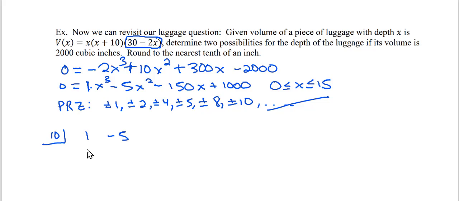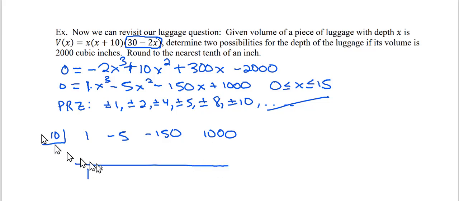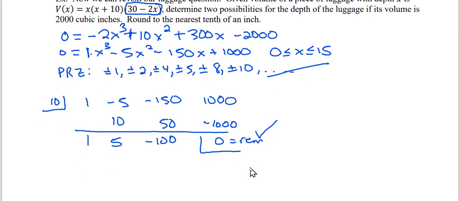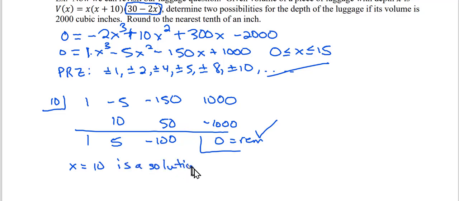1, negative 5, negative 150, and 1,000 are the coefficients there. Bring the 1 down, multiply, 1 times 10, add. Multiply, add. Multiply, I like it. I get 0 for my remainder. Check, that's what I'm looking for. That's good. That tells me that x equals 10 is a solution to the equation.